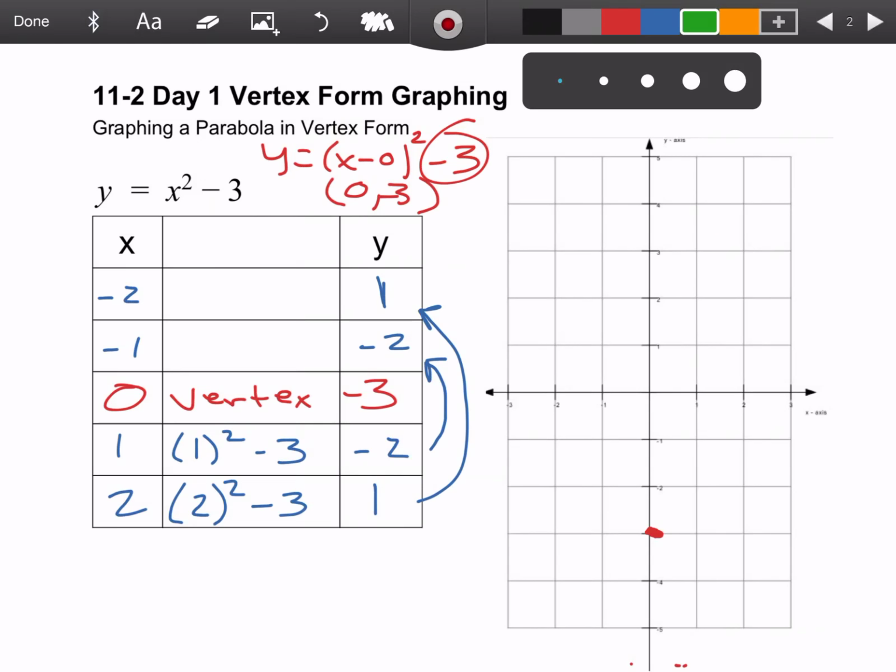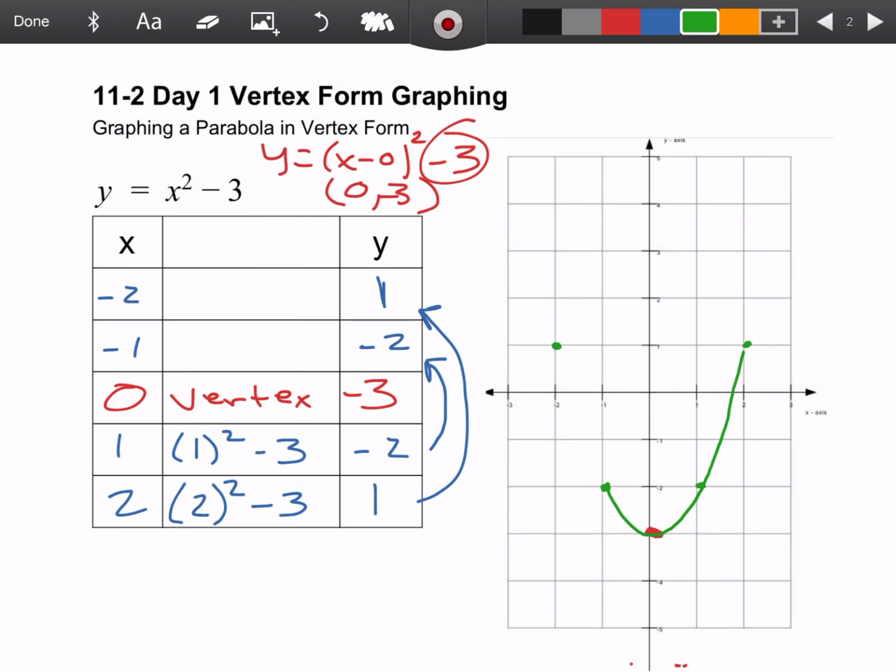So I have (2, 1), (1, negative 2), (negative 1, negative 2), and (negative 2, 1). Those are my 5 points that I need for my parabola. And then I just go ahead and draw it in.